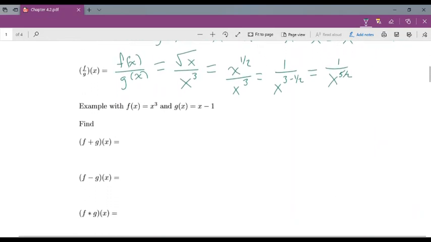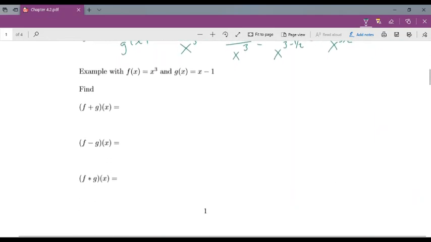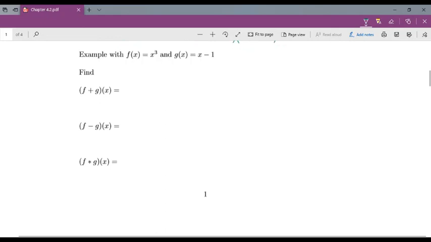Now in the next example it says f of x equals x to the third and g of x equals x minus 1. Okay, so let's do this addition here. It's the same thing as f of x plus g of x. So x to the third plus x minus 1. There's really no simplifying here, so this is our final answer.